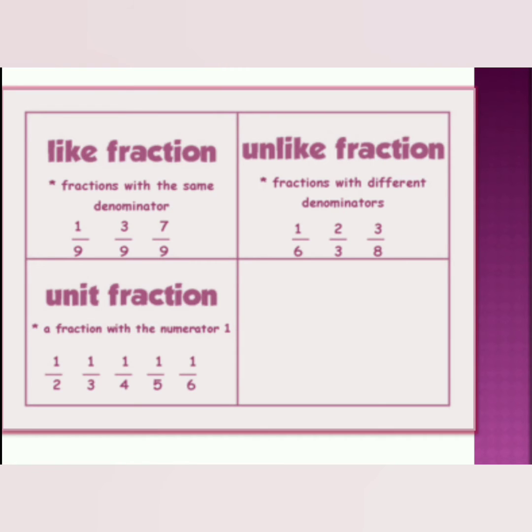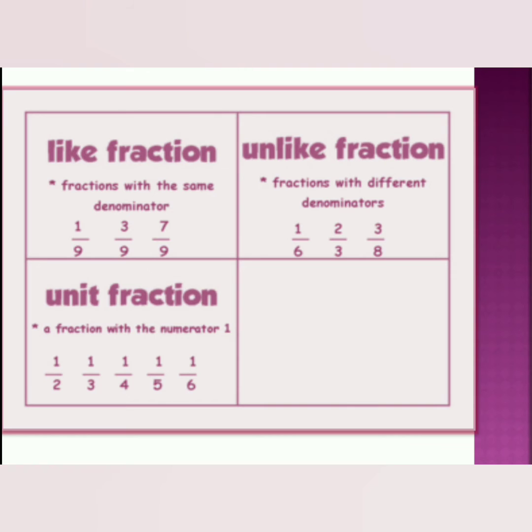Next is like fractions. Fractions with the same denominators are called like fractions. For example, 1 by 9, 3 by 9, 7 by 9. Here all the denominators are equal, so it is a like fraction.